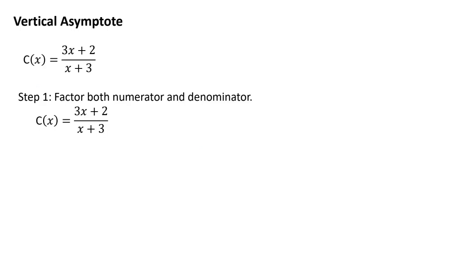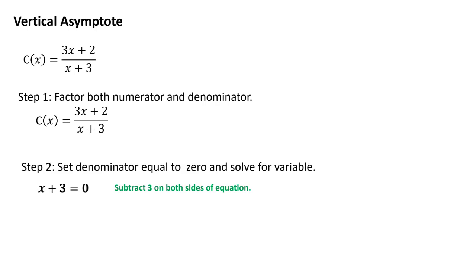And now we're going to find the vertical asymptotes. First, you want to ask yourself, can I factor the numerator? We cannot factor that any further, and I cannot factor the denominator any further. So this is ready to go. To find the vertical asymptote, I'm going to set the denominator equal to 0. Subtract 3 on both sides, so we get x equals negative 3 as our vertical asymptote.